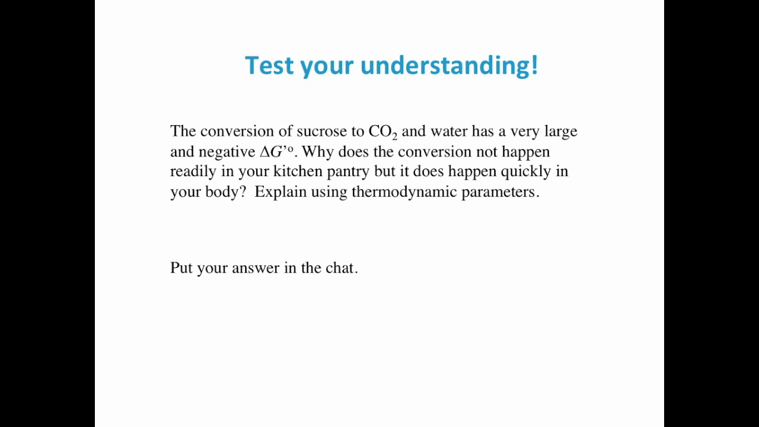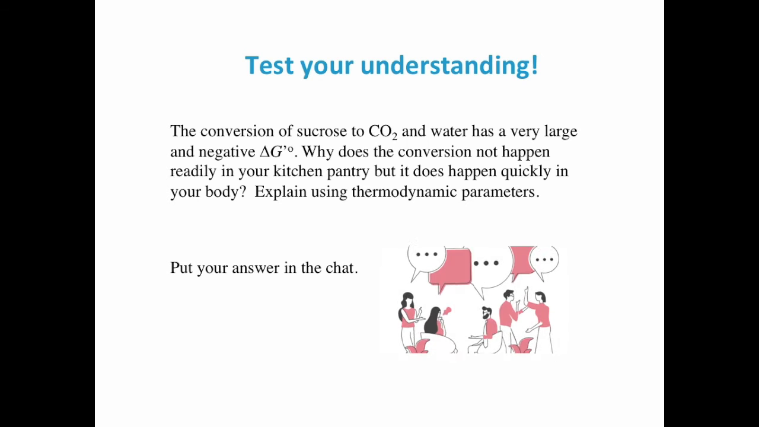We've discussed in this video the conversion of sucrose to CO2 in water, and that it has a very large negative delta G. So why does the conversion not happen readily in your kitchen pantry, but it does happen quickly in your body? Explain this using thermodynamic parameters and put your answer in the chat.